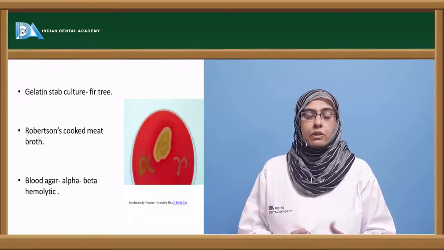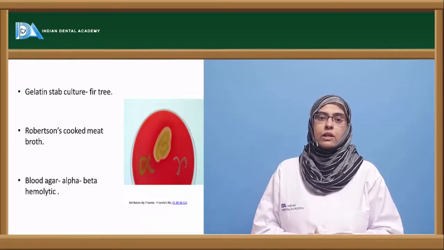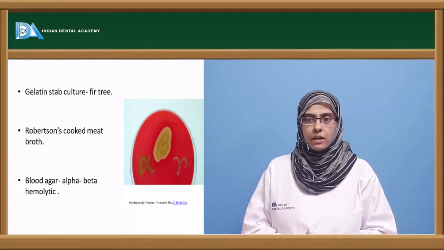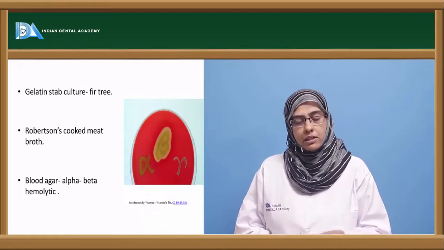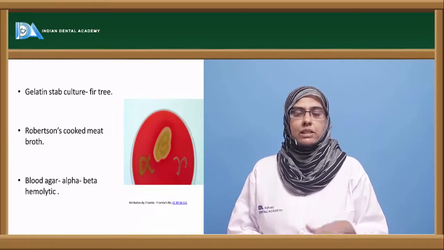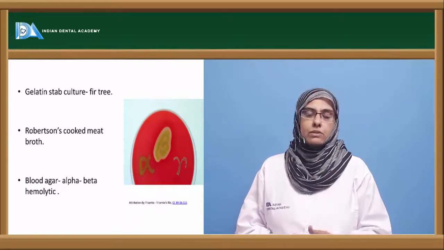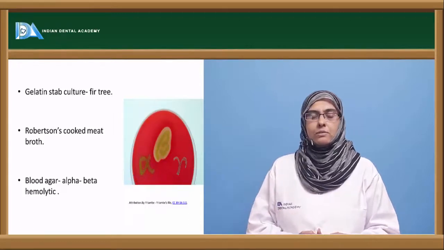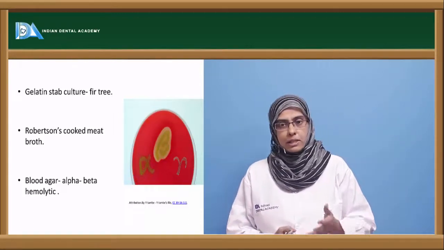And apart from that, because this organism is anaerobic in nature, you can go for the Robertson's cooked meat broth media for the growth of the organism. Here the organism does not utilize the meat, but has the ability to produce acid and gas. So depending upon the acid and the gas production, you can identify the organism in the Robertson's cooked meat broth.